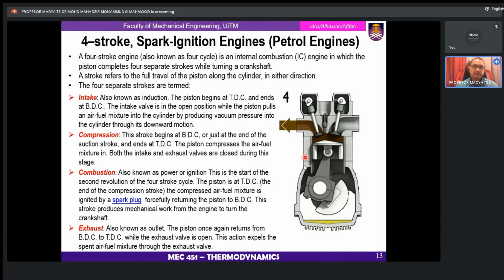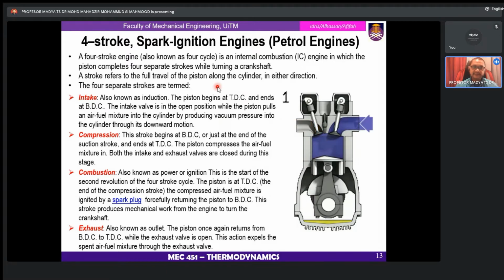Four-stroke refers to the full travel of the piston along the cylinder in either direction. Number one is the intake stroke, also known as induction. The piston begins at TDC and ends at BDC. So that is stroke number one. The intake valve is in the open position while the piston pulls an air-fuel mixture into the cylinder by producing vacuum pressure in the cylinder through the downward motion.